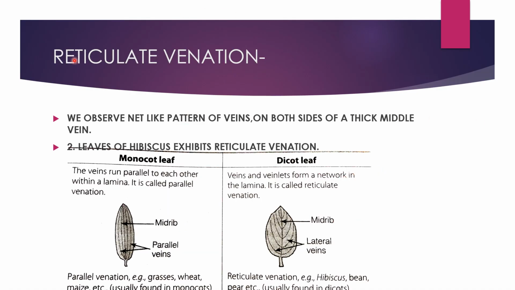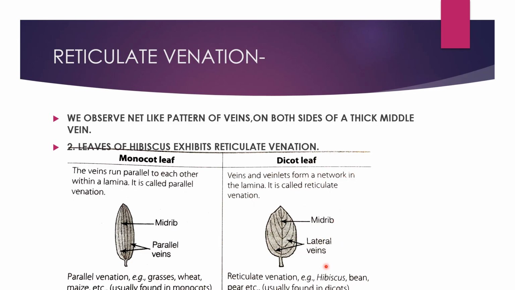So coming to reticulate venation. In reticulate venation, we see a net-like pattern of veins on both sides of a thick middle vein. The thick middle vein is the midrib, on both sides of which we can see a network of veins. The leaves of hibiscus exhibit reticulate venation. Other than that, the leaves of bean and pear also have reticulate venation.